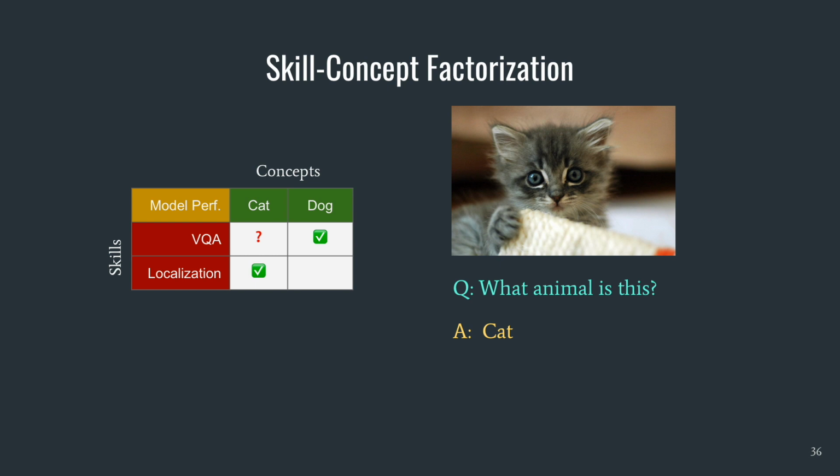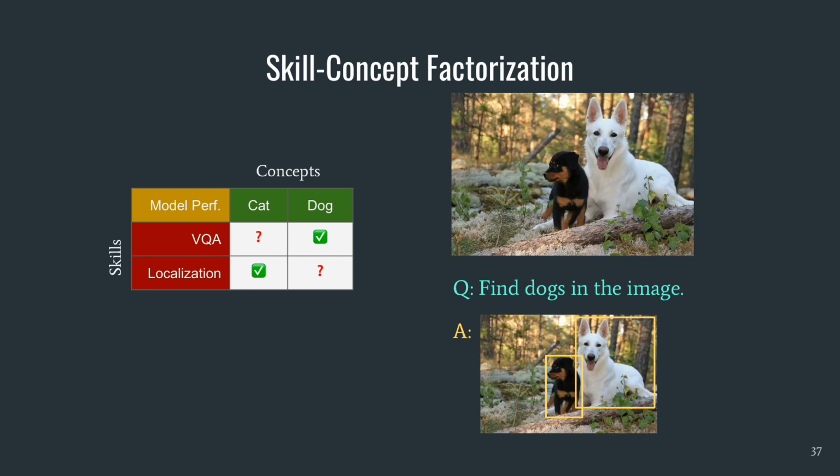The principle of generalization of concepts across skills says that a general-purpose model that has been trained to localize cats and answer questions about dogs should now be able to answer questions about cats without being trained on VQA data for cats. In other words, the concept of cat learned in the context of localization should generalize to other skills. Similarly, the model should be able to localize dogs without ever receiving bounding box supervision for dogs. In this case, the concept of dog learned for the skill of VQA is expected to generalize for the skill of localization.